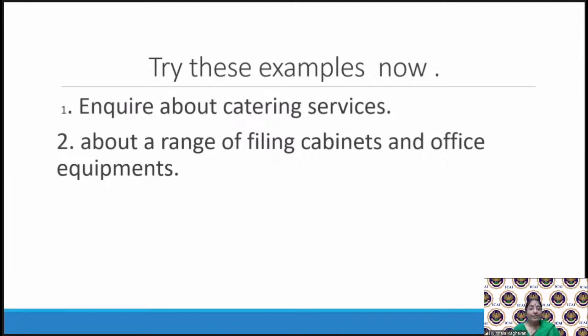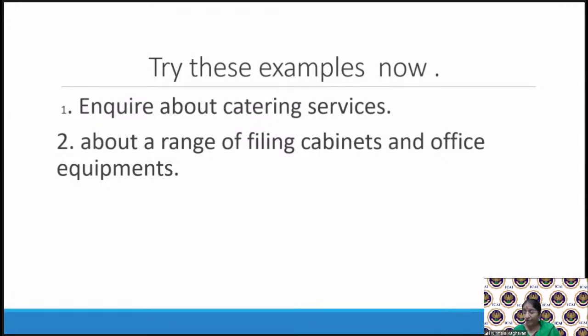Now let's look at the next one about a range of filing cabinets and office equipment. So when we think of filing cabinets, whether it's going to be wood, plastic, or steel, what material? How much does it cost? The other office equipment like tables, chairs, lounge sofas, and the locking cabinets or wall kind or open cabinets. So you have quite a range to ask.